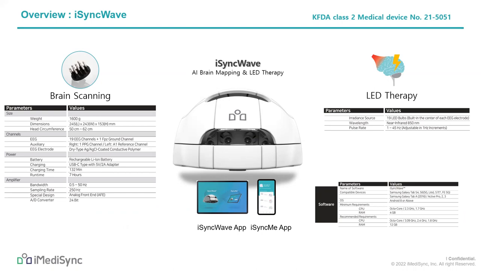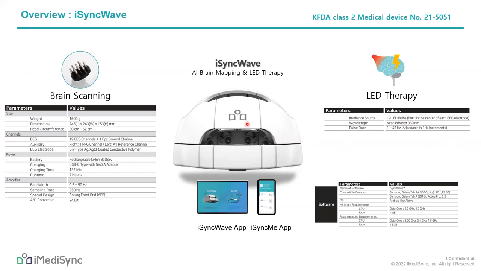As a brain scanning headset, a head circumference between 50 to 62 centimeters will fit for the recording. Head sizes under 50 centimeters, for example from toddler to preschooler, will be covered in the next model device targeting these preschool children. In the headset, there are 19 EEG channels in standard international 10-20 locations, while each electrode is made of a soft conductive polymer with tips coated with Ag and AgCl.